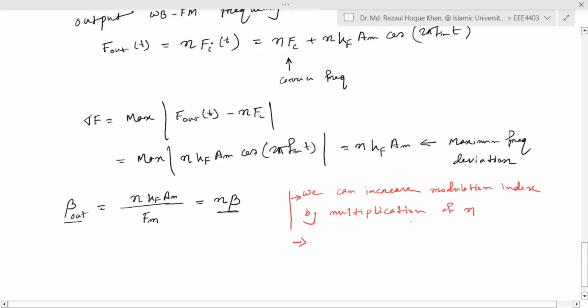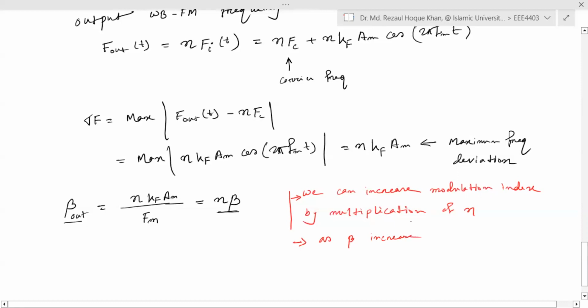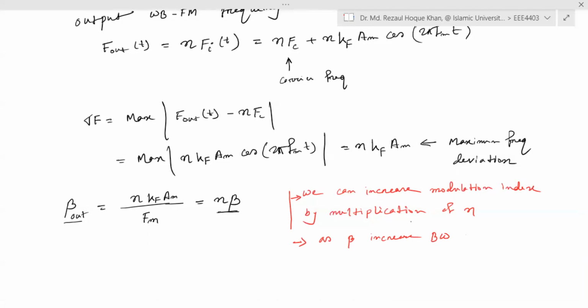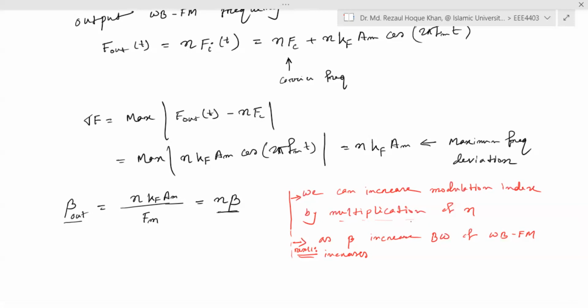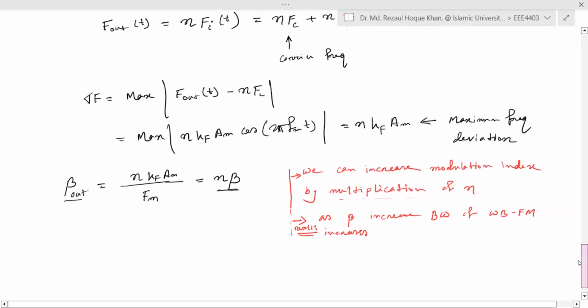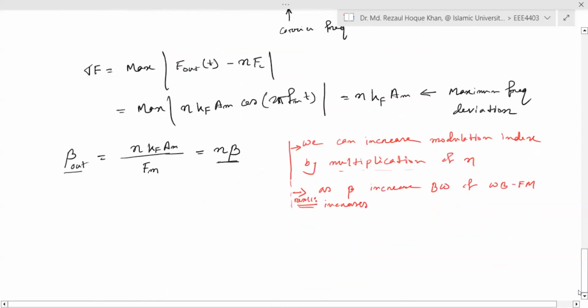Okay, what is the result then? As beta increases, the bandwidth of the wideband frequency modulated signal increases. This will be the result of this multiplication. So if we pass our narrowband signal through a multiplier, we can have a wideband frequency modulated signal. And while we do that, our output modulation index becomes n times the input modulation index.